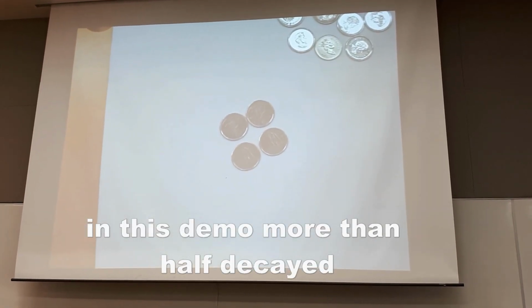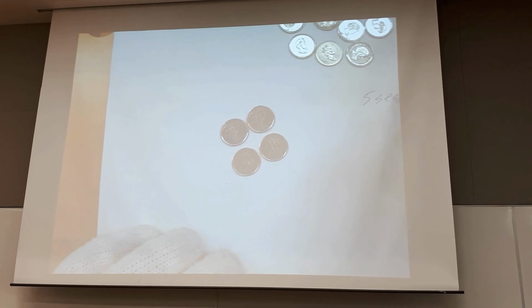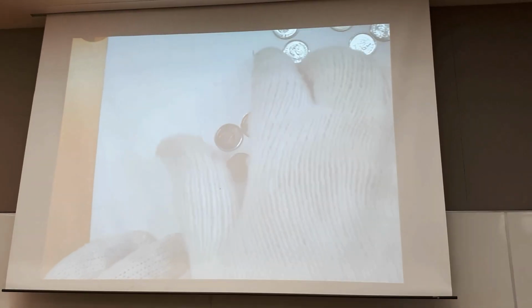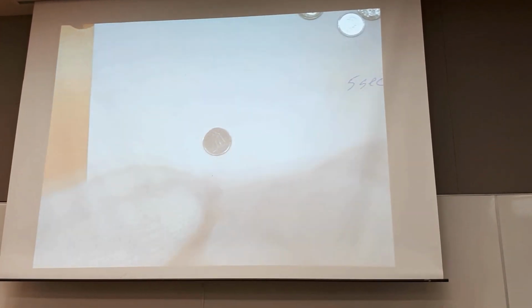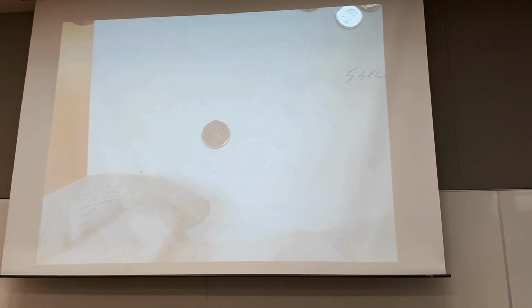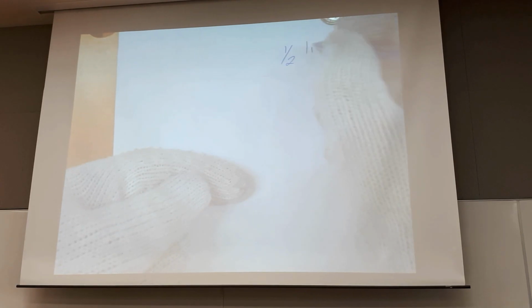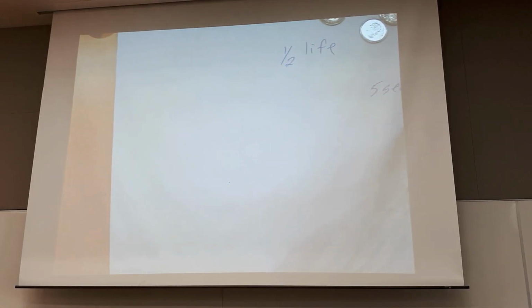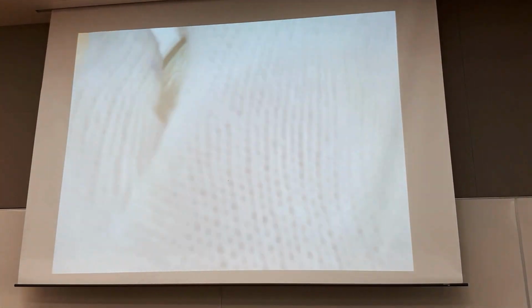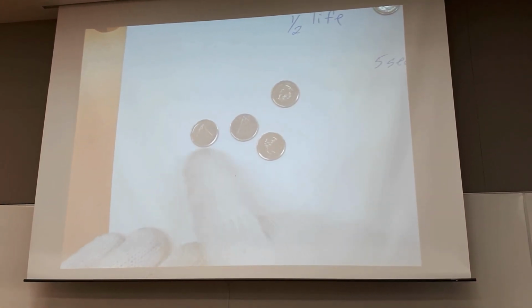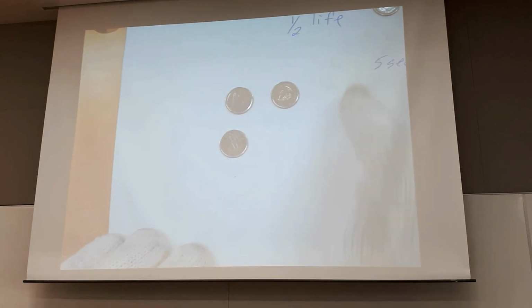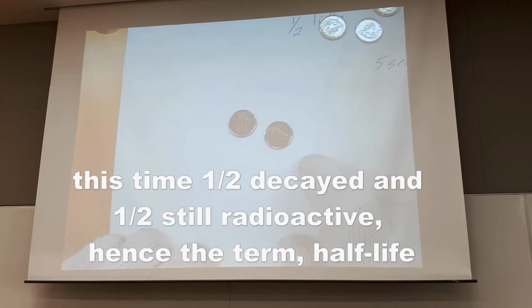So that was in 5 seconds. All of those have decayed, and now they're no longer radioactive. These ones still are, so I'm going to put these back in. It's a demonstration for a half-life. Give them a shake, 5 seconds. Keep counting. 1, 2, 3, 4, 5. Shuffle them down. All of those that are heads will have decayed. That one and this one. So that's half of them.